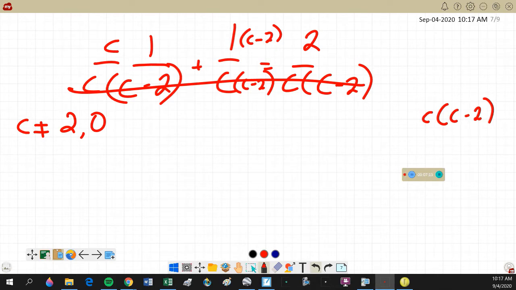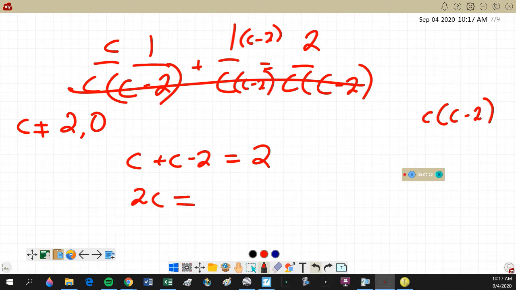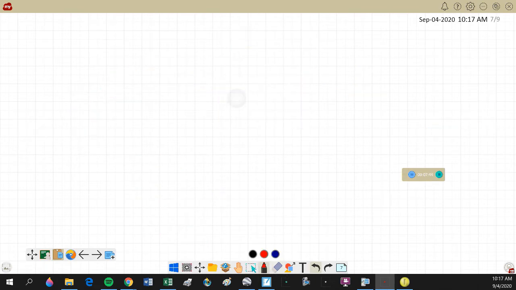So c plus c minus 2 equals 2. And I get 2c equals 4. So c equals 2. Ouch. No solution. I went really fast. Are you guys following? Everybody good? What's that? Yeah, and then the one time it's not, you'll miss it.